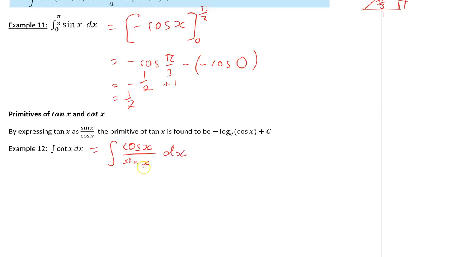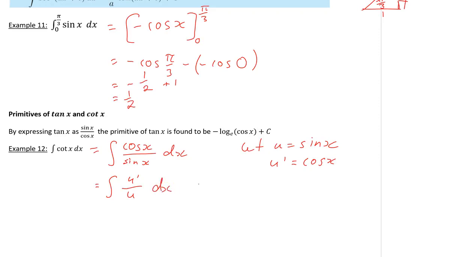Now I'm going to say, let u equal sine x. You don't have to do this, but this hopefully will make a bit more sense. Then u prime equals cos x. Differentiate sine, you get cos. So what I want to do then is integrate the integral of u prime on u dx.